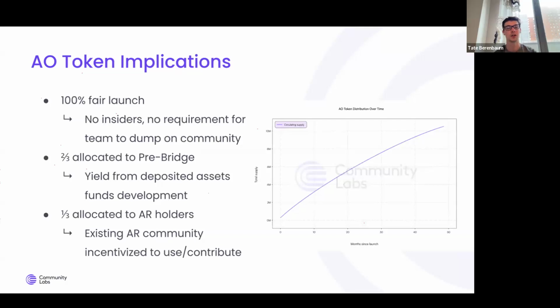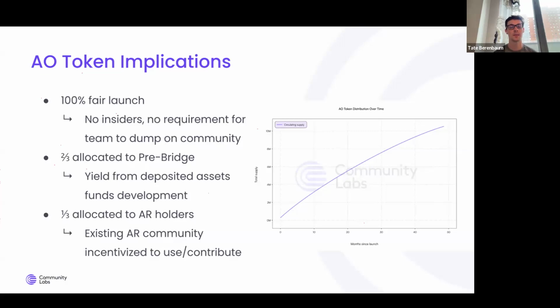Let's talk about implications of the token itself. So AO's token was a little bit different in structure than Arweave's token, but I think it's worth mentioning for that reason. It was 100% fair launched, which means there were no insiders. There was no one participating that was able to get allocations of the token before other people. This also creates the lack of requirement for a core team or a central team to dump on the community as a way to afford runway for themselves. I'll talk more about this in a second.